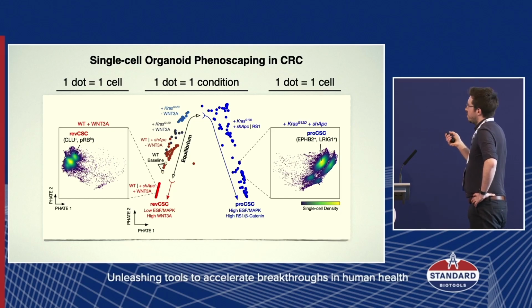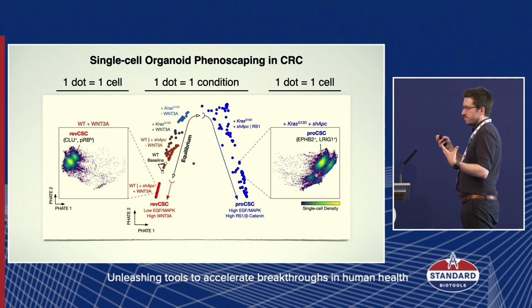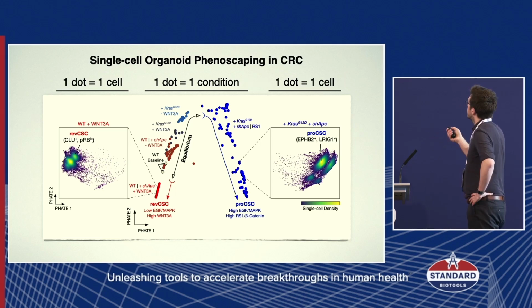Here, the question we were interested in is how these different growth factors and oncogenes play together. So here we've got our wild-type baseline cells. When we have a wild type or an APC mutation with no Wnt, we get a slight shift upwards in the system. KRAS plus Wnt goes here. KRAS minus Wnt moves to this different state.